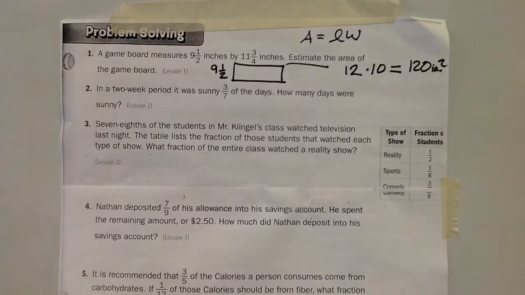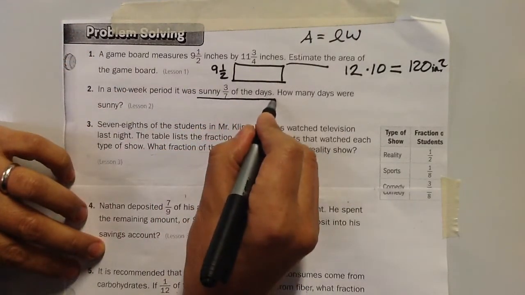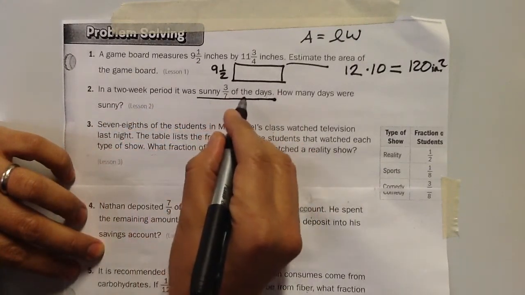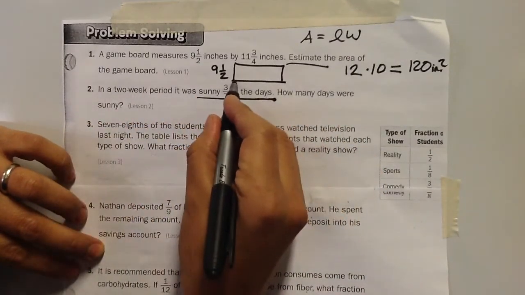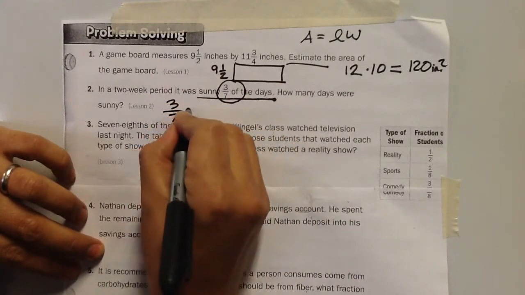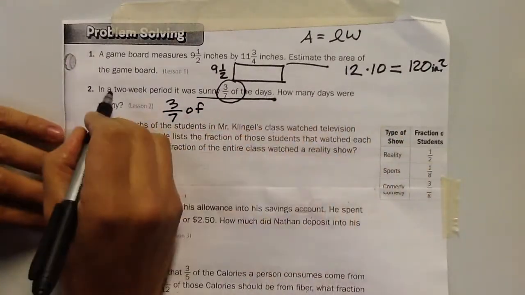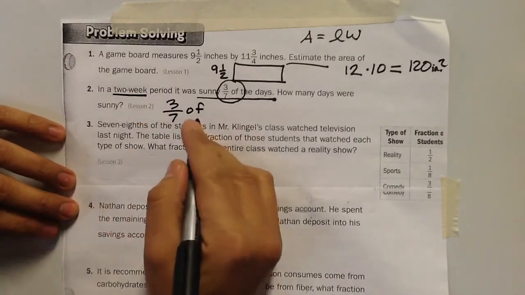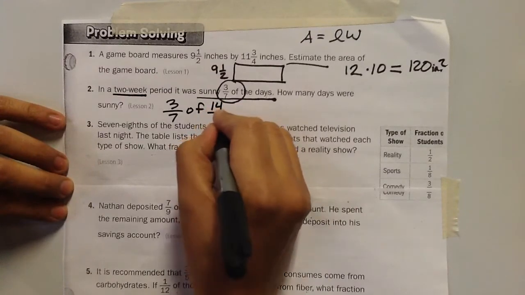Number two, in a 2-week period, it was sunny 3/7 of the days. How many days were sunny? Well, here we have this 3/7 of, and so you want a part of something. So we know that we want 3/7 of something, but how many days was it? Well, here it says a 2-week period, and a lot of you guys are saying, well, it's 3/7 of 2, but it's not 3/7 of 2. It's 3/7 of the days in 2 weeks.